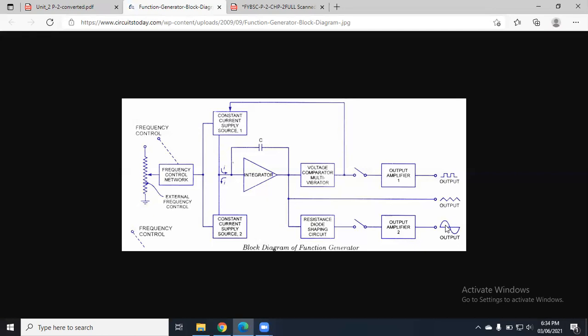The resistance diode network will do what? See here, the resistance diode shaping network we have at this point. What is this network going to do? It is going to shape the amplitude of the triangular wave, and it produces a sine wave with less than 1% distortion. Distortion is what? Change in the input waveform. That change will be of only 1%. Correct. So this is how the function generator works.